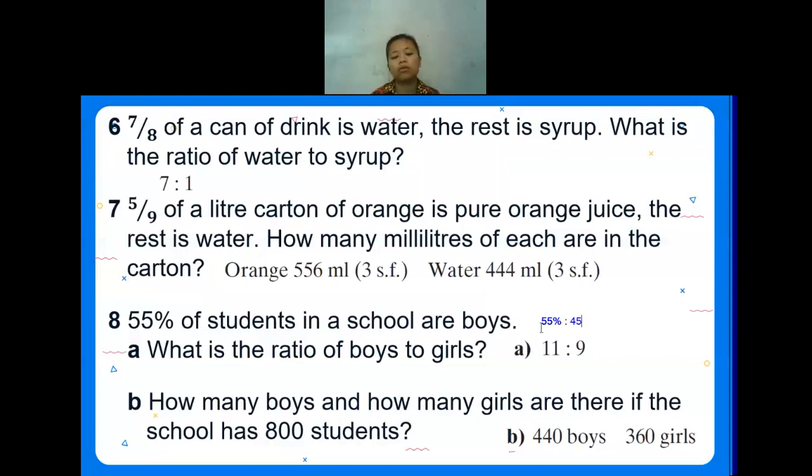No one? Okay, for the question 8b, how many boys and how many girls are there if the school has 800 students? So to find the number of boys, you can just do 55% times 800. We will be having 440 boys, and then for the girls you do 45% times 800. It will be equals to 360.